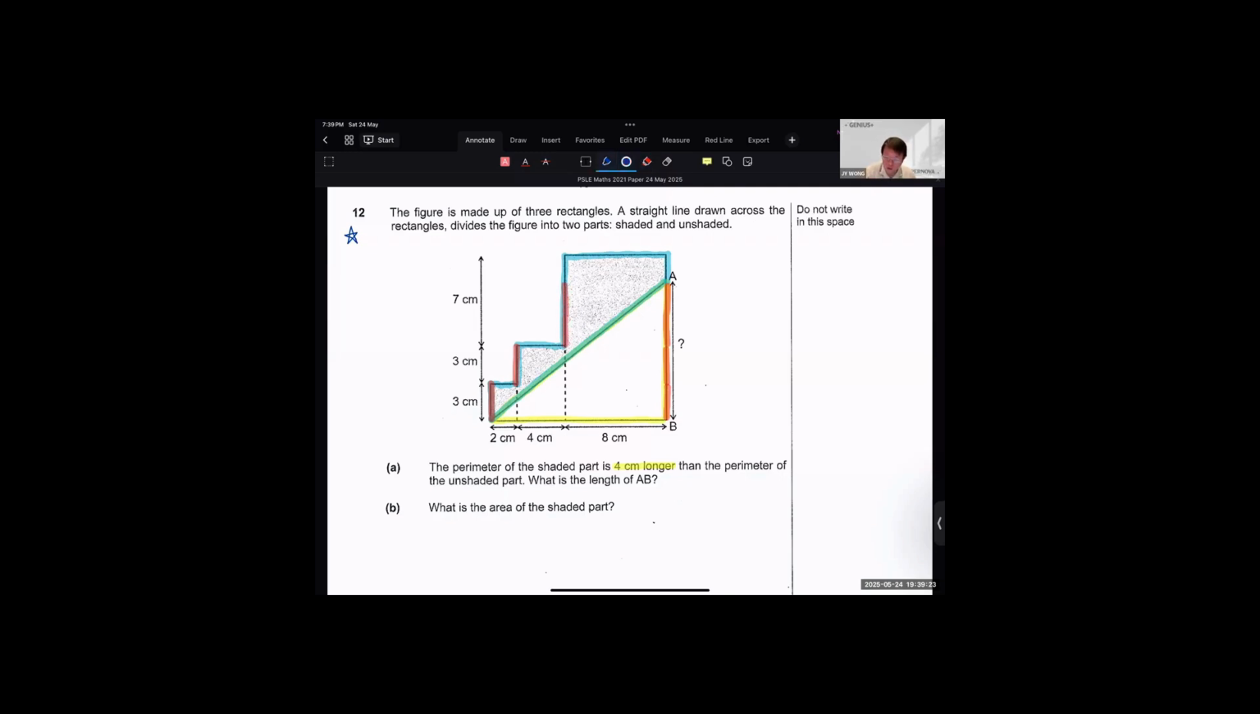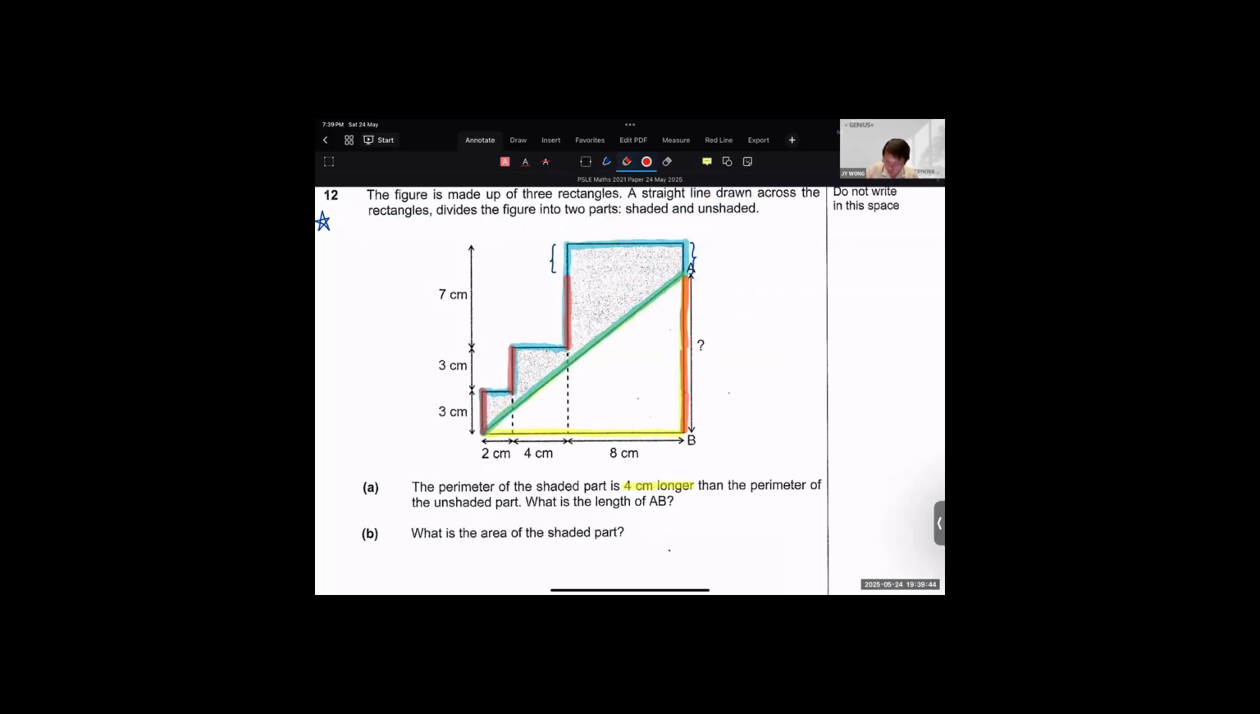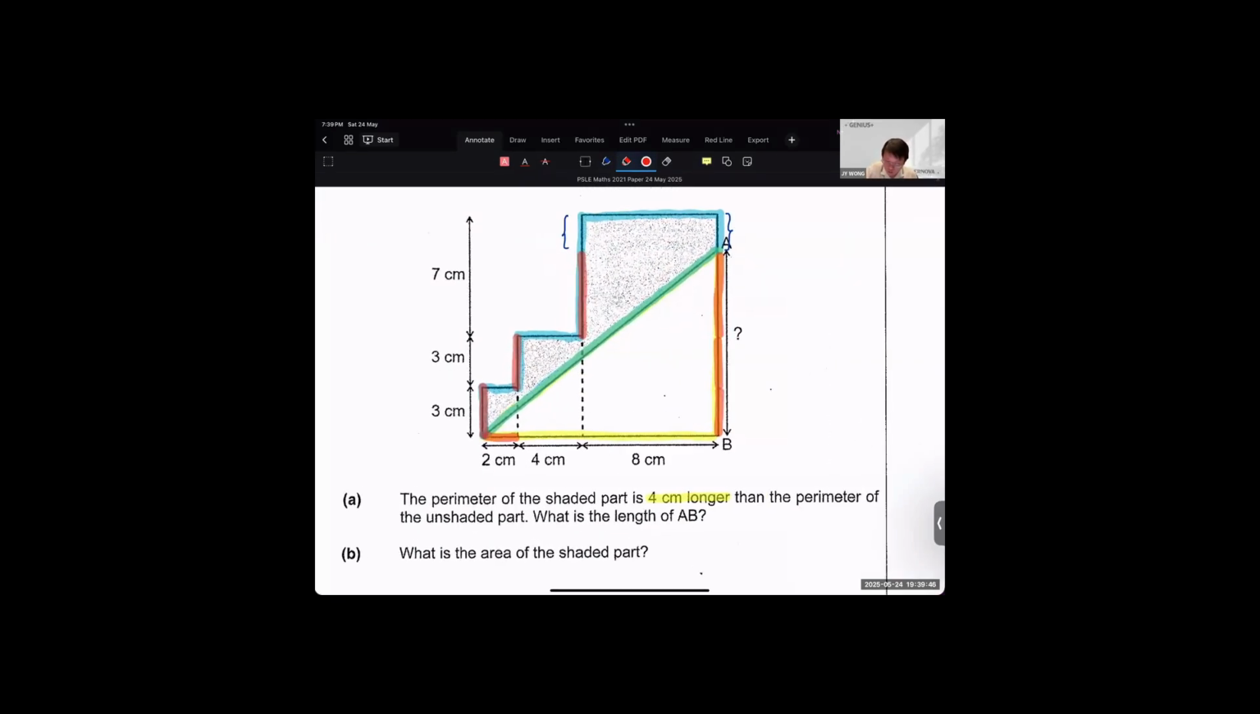So the first thing that makes up the difference is this part. But that's not all. If this part on the left side exists, this part also exists on the right side. So those two parts make up a difference. Then what else? Let's look at the horizontal. This is 2 cm. This is also 2 cm. This is 4 cm. This is also 4 cm. This is 8 cm. This is also 8 cm.